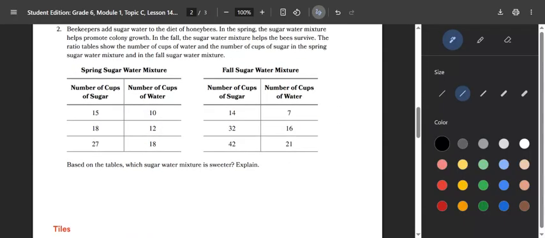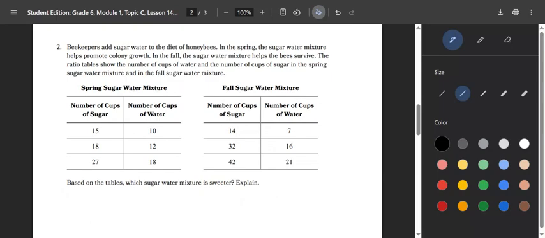All right, let's look at number 2. Beekeepers add sugar water to the diet of honeybees. In the spring, the sugar water mixture helps promote colony growth. In the fall, the sugar water mixture helps the bees survive. The ratio tables show the number of cups of water and the number of cups of sugar in the spring sugar water mixture and in the fall sugar water mixture. Based on the tables, which sugar mixture is sweeter?